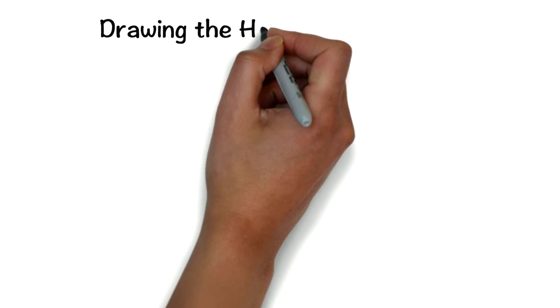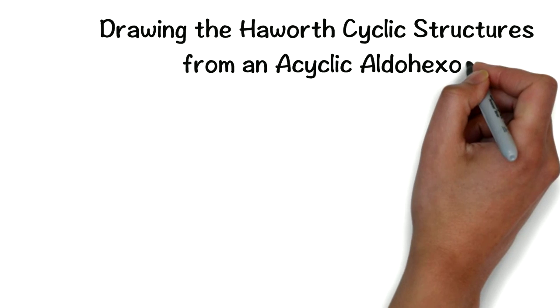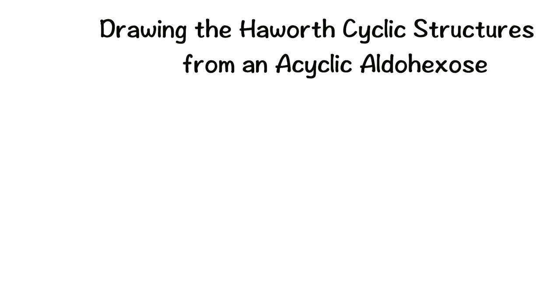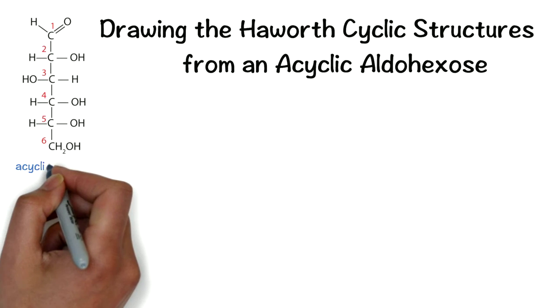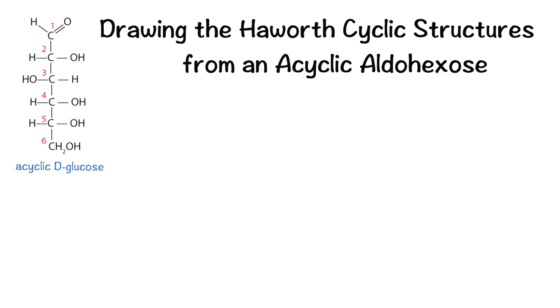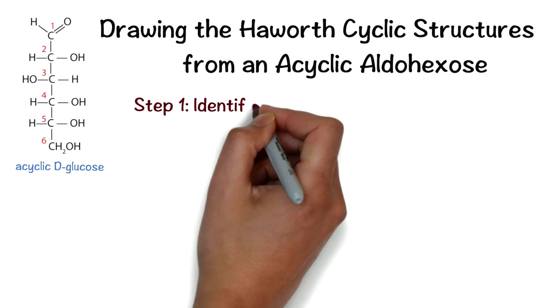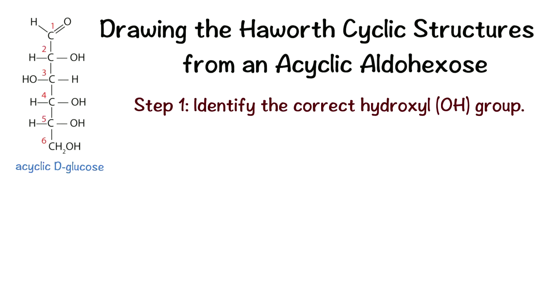Let's learn how to draw the cyclic form of any aldohexose from the acyclic form by using D-glucose, blood sugar, as an example. To start, we need to identify which of the 5 OH groups in D-glucose is at the right distance from the carbonyl group to form a 6-membered ring. This OH group, circled, is the right distance away from the carbonyl to form the 6-membered ring.